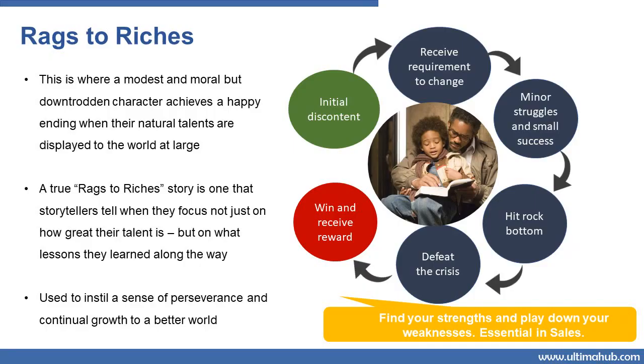The next story structure we're going to be looking at is rags to riches. Now, in the book, this is where a modest and moral but downtrodden character achieves a happy ending when their natural talents are displayed to the world at large. Again, going back to Hollywood movies, we could look at The Pursuit of Happyness with Will Smith. Now, in this movie, he was the downtrodden character with initial discontent.